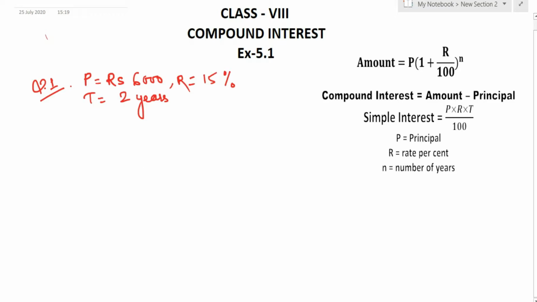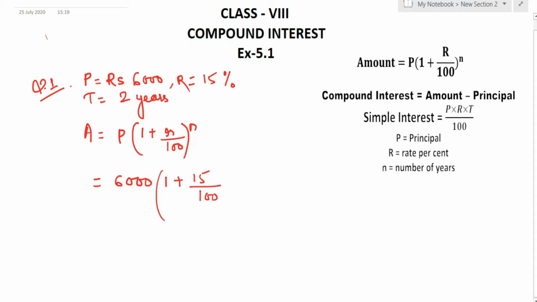Here it is given that the principal is rupees 6,000, the rate is 15% and the time is 2 years. We need to calculate the amount. The formula of amount is P(1 + rate/100)^n. Now we will substitute the values. Principal is 6,000, 1 plus 15 upon 100, whole to the power 2 years. Now you know that 5 threes are 15, 5 twos are 10, 5 zeros are 0.